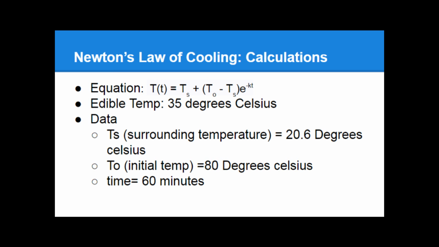We are going to use the Newton's law of cooling equation. The temperature in terms of time is equal to the surrounding temperature plus, open parentheses, the initial temperature minus surrounding temperature, close parentheses, times e to the negative kt. Our surrounding temperature was 20.6 degrees Celsius and our initial temperature was 80 degrees Celsius. We are going to calculate the temperature after 60 minutes.